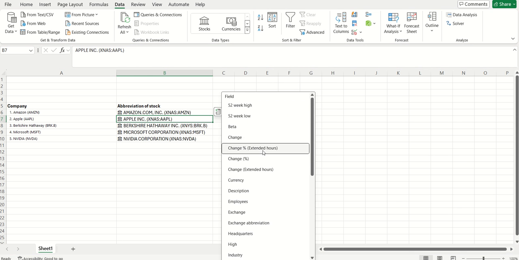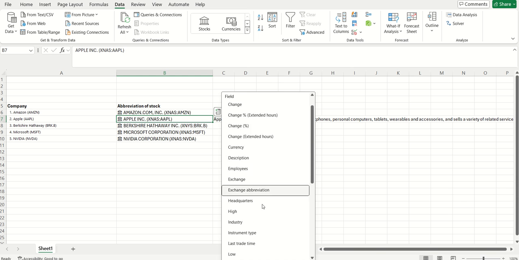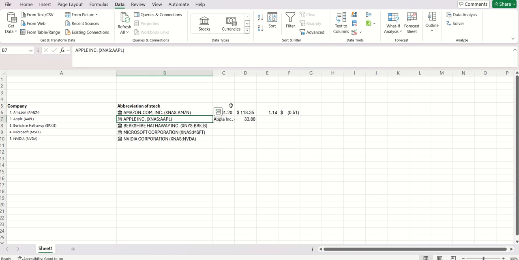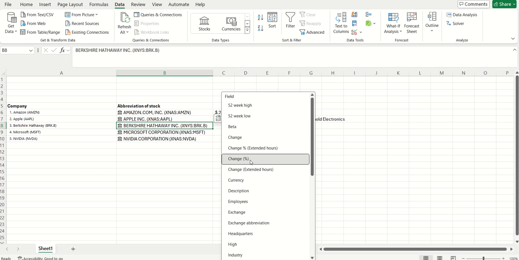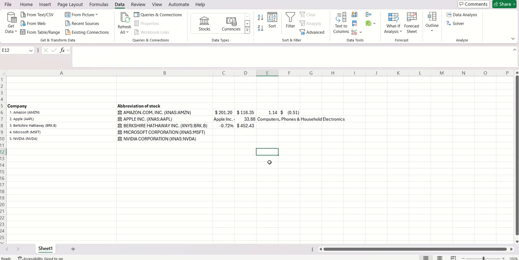Similar for the next one, they will show the name of the stock. And this is the technique of how to put in the information here.